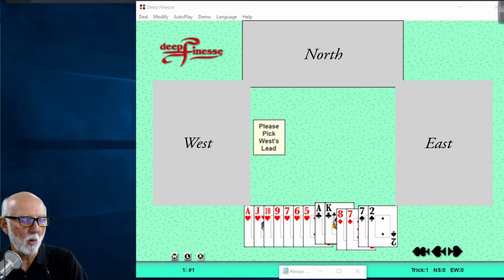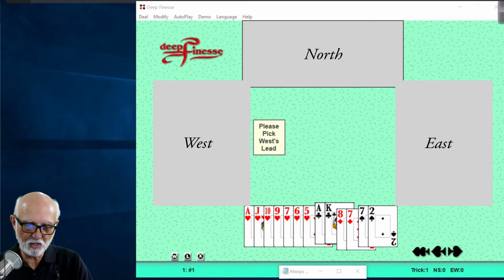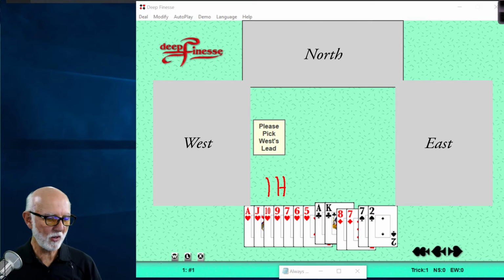non-points. So, yeah, we have enough to open, and my digitized pen is not working right now, but I can do it this way. 1 heart. Okay. Over to the west hand.